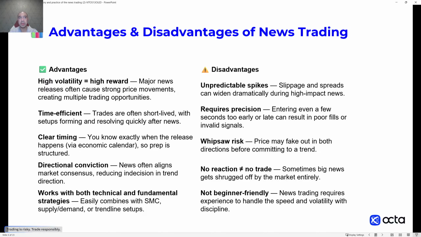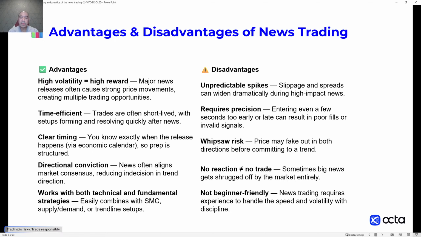So very time efficient, setups forming, resolving quickly after the news. In fact, for our live trades, we typically set up our trades maybe about 5 to 3 minutes before the news is actually released. So very time efficient, right, in that context.